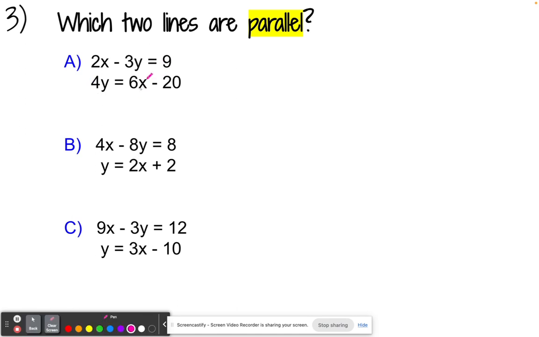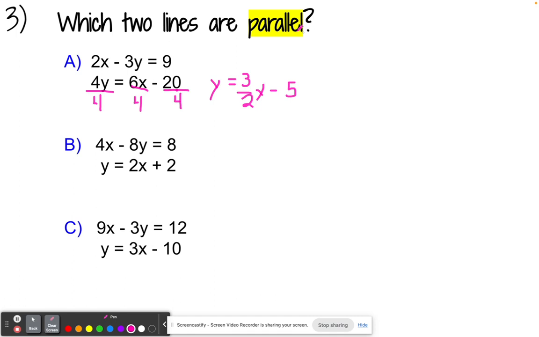Well, neither of them are written in y equals mx plus b, so I would need to do that. I'm going to do this one first. Divide by 4, divide by 4, and divide by 4. So I'd have y equals 6 over 4, which is the same as 3 over 2x, and 20 divided by 4 is going to be 5.